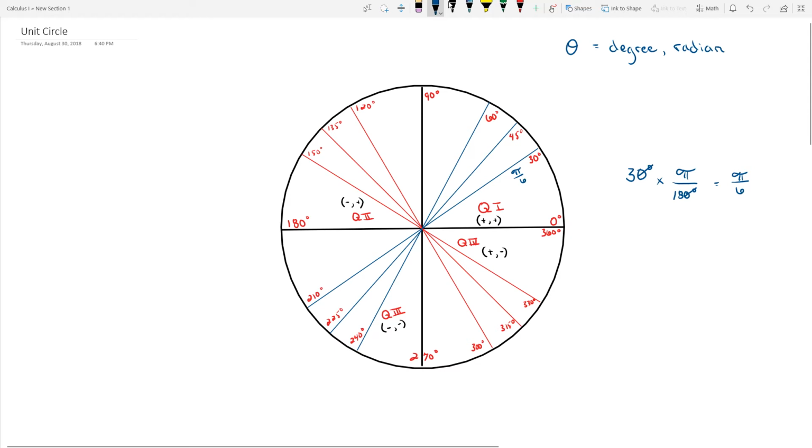And again, for 45 degrees, we can do the same thing. Here we can just simply reduce our degree to give us a radian, and we're going to end up with 180 divided by 45, and we end up with pi over 4.